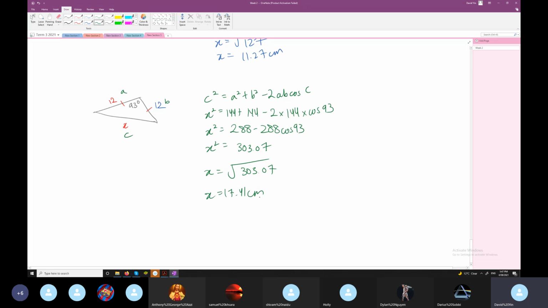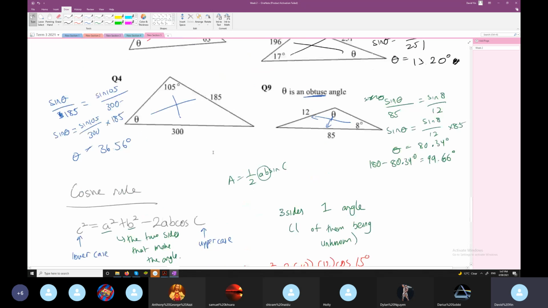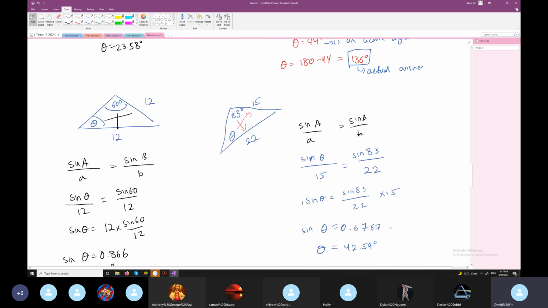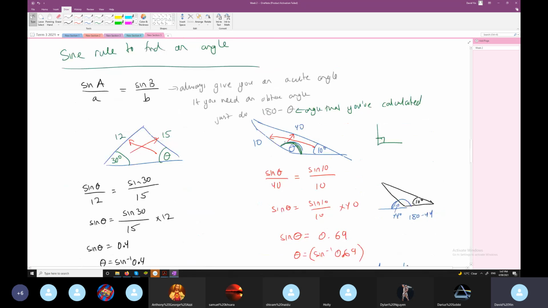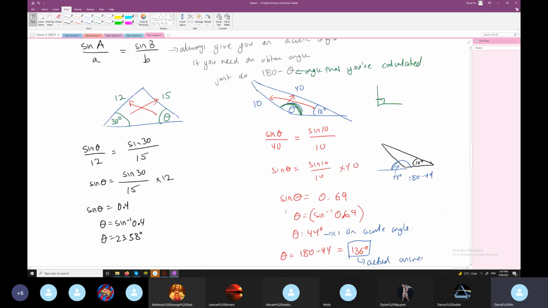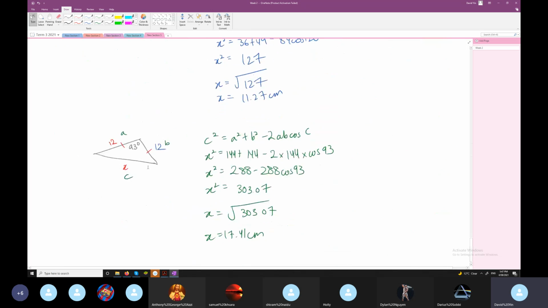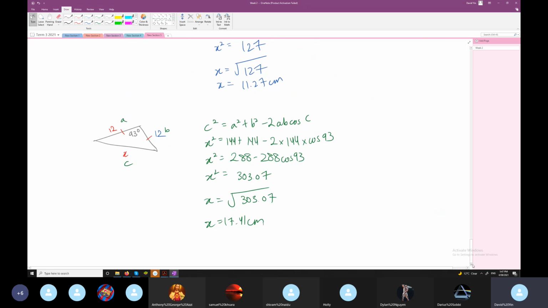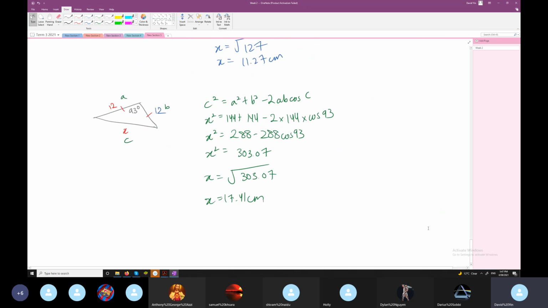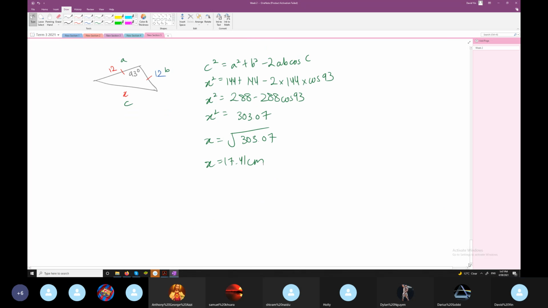Okay, and that's how we use the cosine rule to find a side. There's actually no trick to this. For example, if we go back and look at the sine rule, I showed you some exam questions where they make you use the angle sum of a triangle, or they use the obtuse angle trick where you have to do 180 minus. But besides that, these ones don't usually tend to have a trick to them. Generally, you just use the formula and then you get the answer.